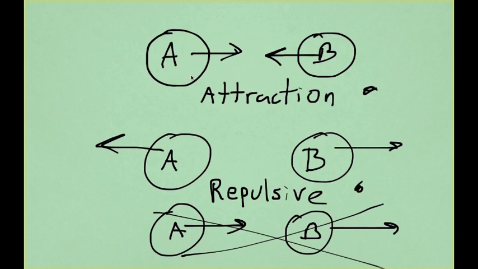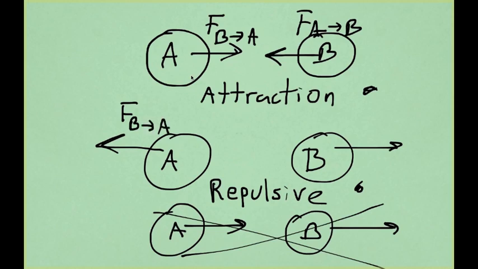From the fact that the force is always attractive or repulsive, you can see immediately that forces that belong to the same interaction are always opposite in direction. If B is attracting A and A attracts B, then the force that B puts on A is opposite in direction to the force that A puts on B. The same, of course, holds for the case of repulsion. If this is the force that B puts on A, and this is the force that A puts on B, those two forces are opposite in direction.